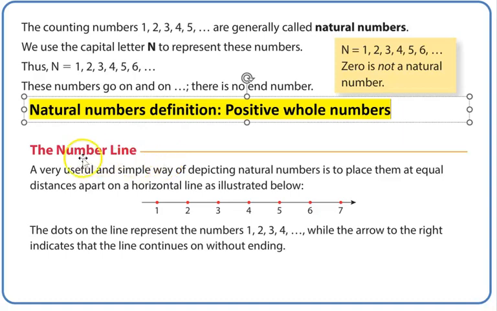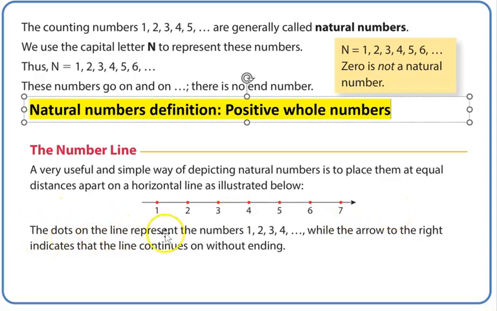The number line. A very useful and simple way of depicting natural numbers is to place them at equal distances apart on a horizontal line as illustrated below. So here is our number line. So 1 is our first number and we have a dot over the 1. So 1 is the lowest natural number. Then we have 2, 3, 4, 5, 6, and 7. And very important, we have an arrow to the right to indicate that the natural numbers go on forever. So 8, 9, 10, 11, 12, ... on and on forever to infinity.